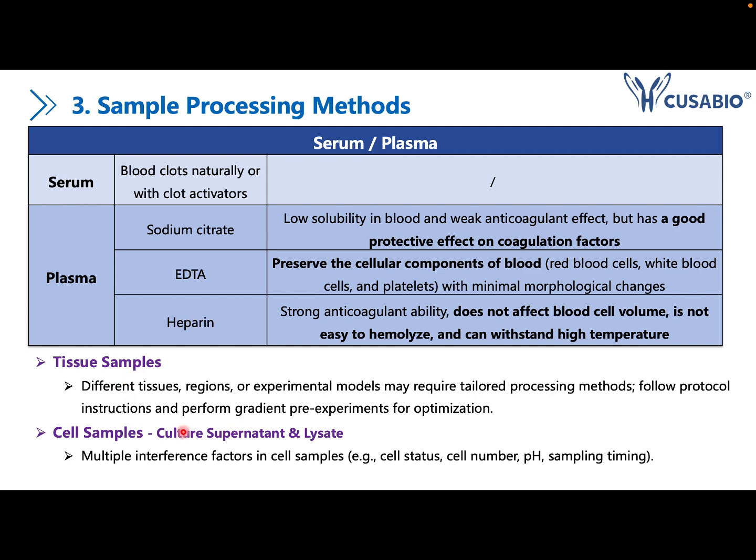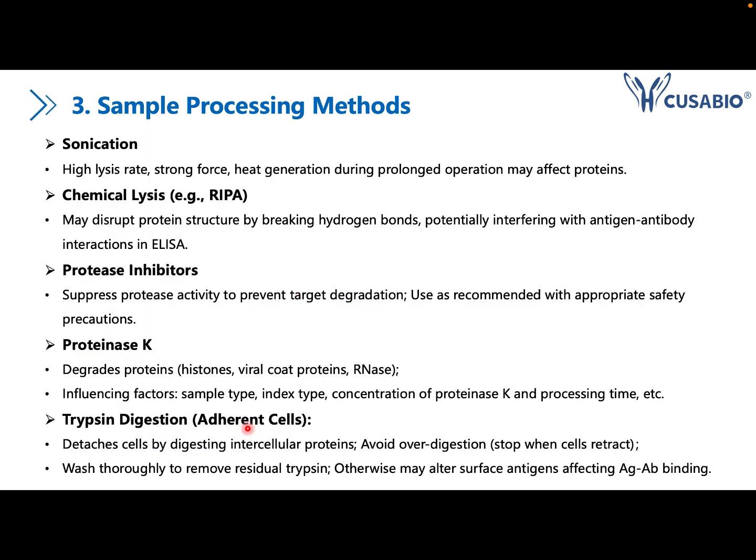And for the tissue samples and the cell samples, we have some additional processing method here. For example, the sonication. The feature is that it has a very high lysis rate. And the chemicals we can use, like the RIPA, we can disrupt the protein structure by breaking the hydrogen bond, interfering the antigen and antibody interaction in ELISA. We also have the protease inhibitors to suppress the protease activity to prevent the target degradation. So we can use this one to prevent the degradation.